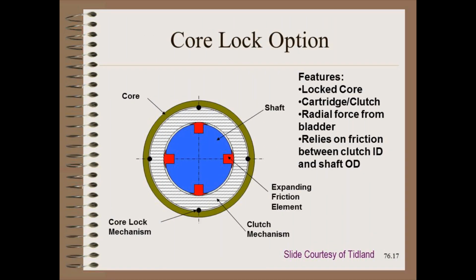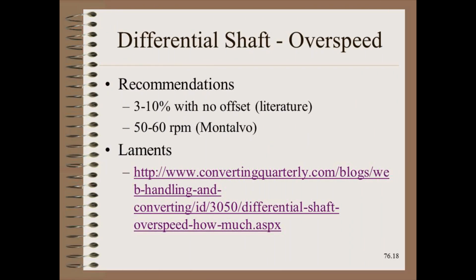Slip core differential shaft winding is used on many small duplex winders, especially when the material is incompressible. This would include some papers, most film, and all foil. Shown here is the core lock option, though core slip and side load options have similar issues that we will discuss next.